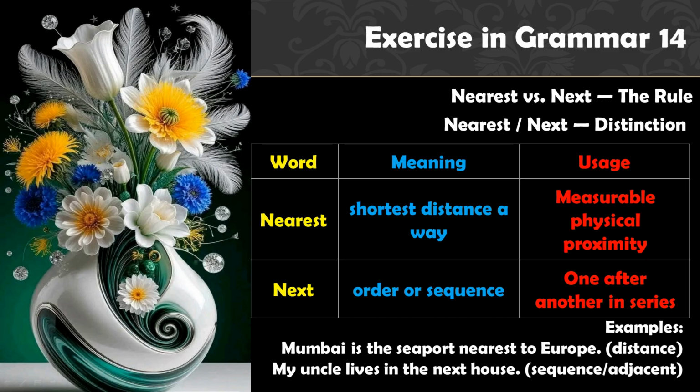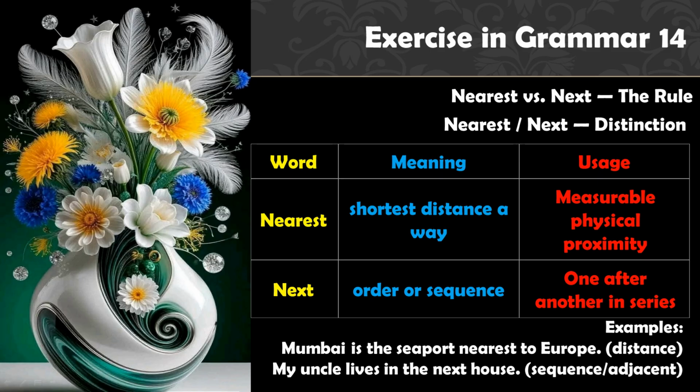Many learners use them interchangeably, but their meanings are completely different. Nearest means the shortest distance away. It is used for measurable physical distance. For example, Mumbai is the seaport nearest to Europe, meaning closest in distance. Next means the one after another in order or sequence. It is used for position, order, or adjacent things. For example, my uncle lives in the next house. It means the house beside or immediately after mine.